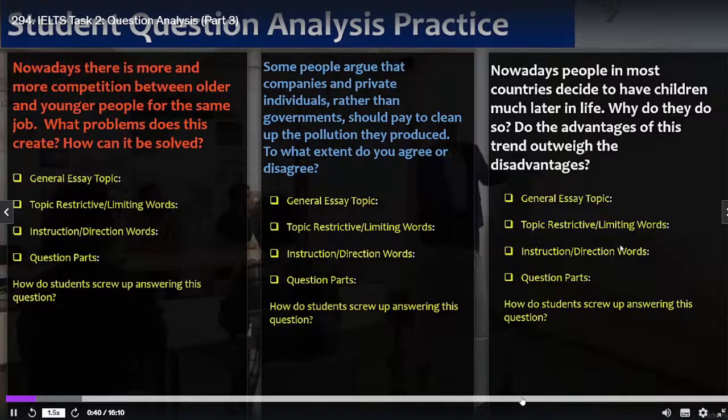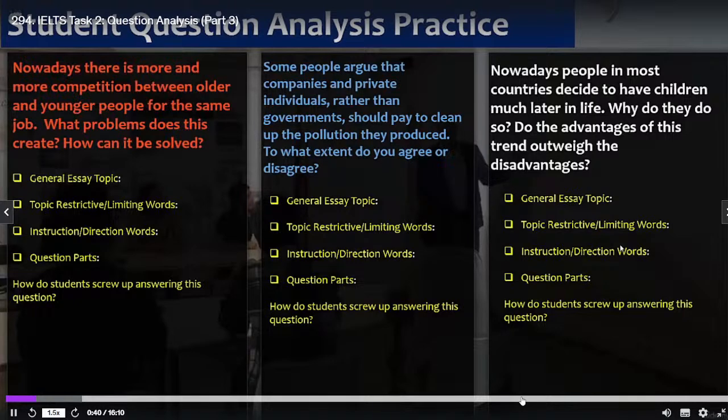Nowadays, there is more and more competition between older and younger people for the same job. What problems does this create? How can it be solved? Question 2 in blue. Some people argue that companies and private individuals, rather than governments, should pay to clean up the pollution they produced. To what extent do you agree or disagree?